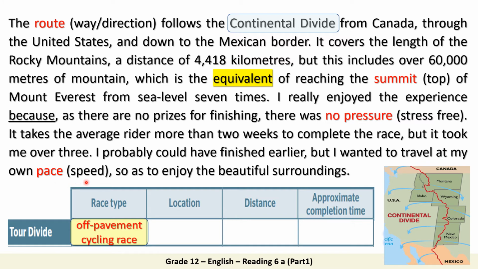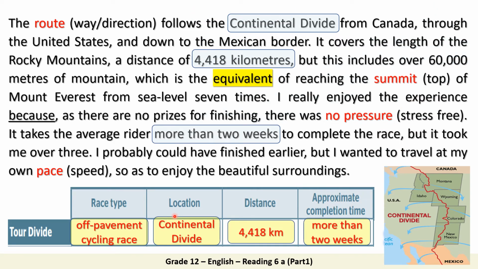Why did he choose to do this? Because he wanted to enjoy the beautiful surroundings. Now, how about the location? Yes, it's the continental divide. You are right. How about the distance? It's very clear. And the approximate completion time, more than 2 weeks. You can take 4 points out of 4. Great.